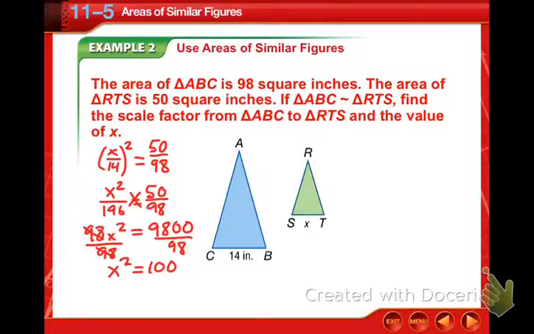Now since x is a distance, remember when you square something, if it's negative, a negative times a negative is positive still, right? So really, if you square something here, you could put a negative 10, but because we're talking about a distance, you can't have a negative length of a triangle. Doesn't make any sense. So when we square root this, we're just going to include the positive square root of 100, which is 10.